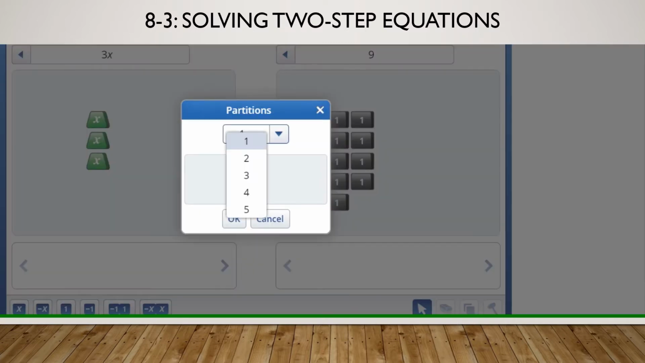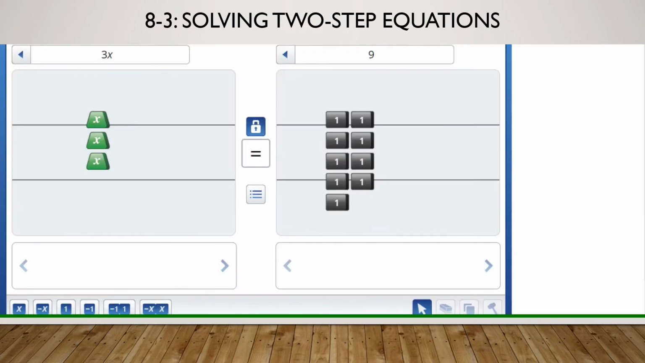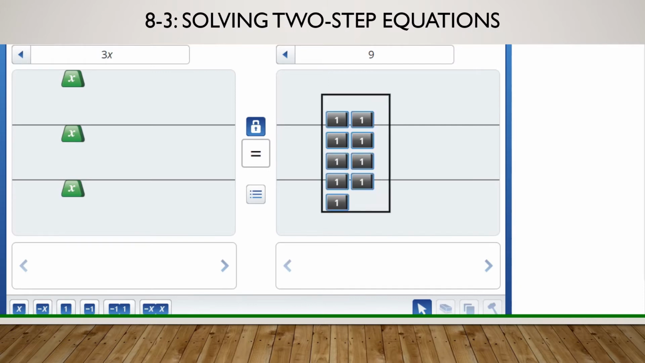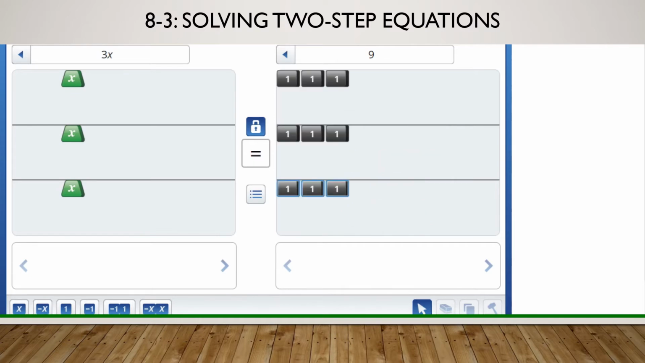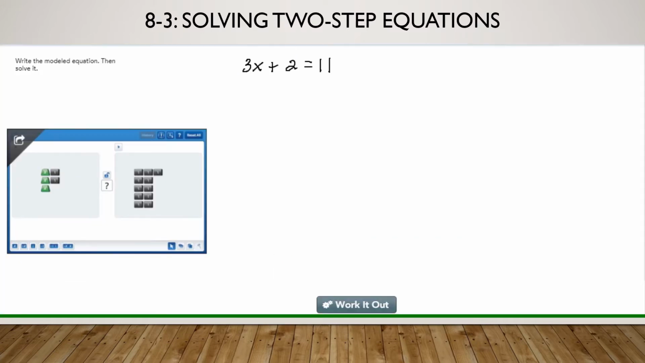So what we can do is divide these x's into three separate groups. Now we need to go ahead and divide these ones into three separate groups. I divided the ones evenly, and I noticed that there were 3 ones in each group. So that means x is equal to 3. So I just solved that problem using the algebra tiles.